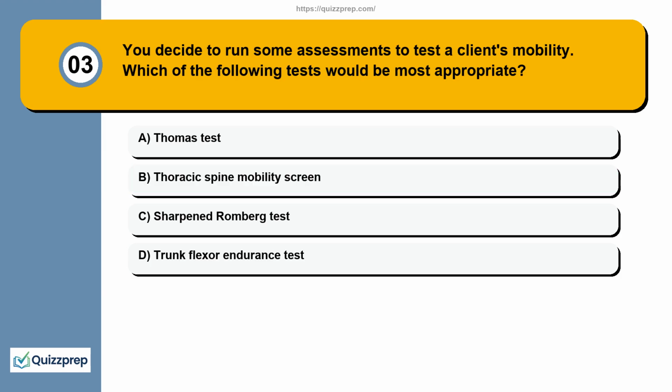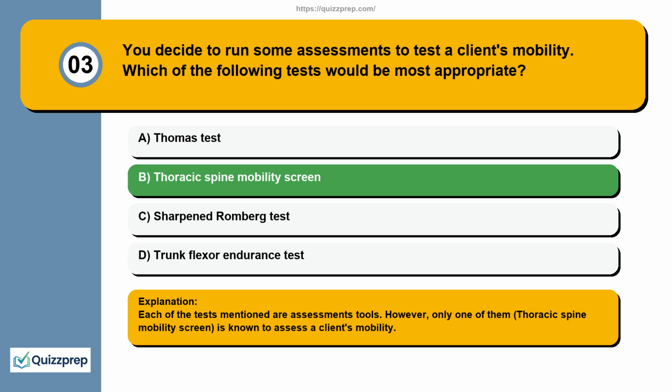Question 3. You decide to run some assessments to test a client's mobility. Which of the following tests would be most appropriate? Thomas test, thoracic spine mobility screen, sharpened Romberg test, trunk flexor endurance test. Each of the tests mentioned are assessment tools. However, only one of them, thoracic spine mobility screen, is known to assess a client's mobility.